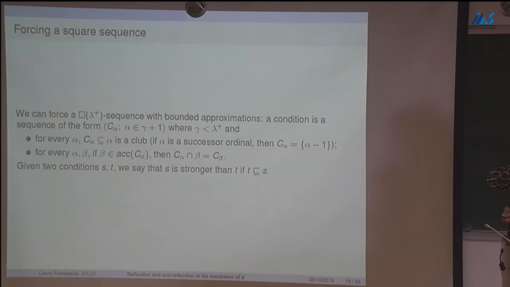The forcing notion to get the square is you can force the square sequence with bounded approximations of the sequence. Namely, the conditions are sequences of clubs of length gamma plus 1 for a certain gamma less than lambda plus. So every C alpha is a club. The sequence coheres. And the conditions in this forcing are ordered by end extension. Okay, so if you force with this forcing, you get the square lambda plus sequence.